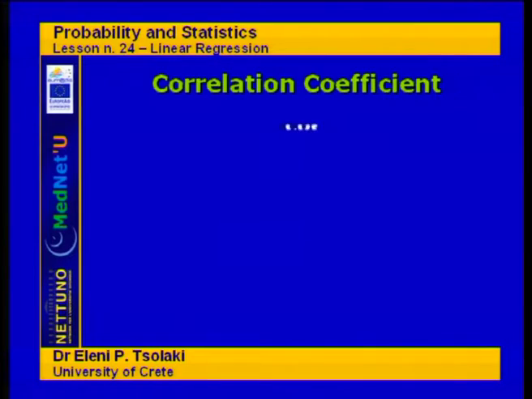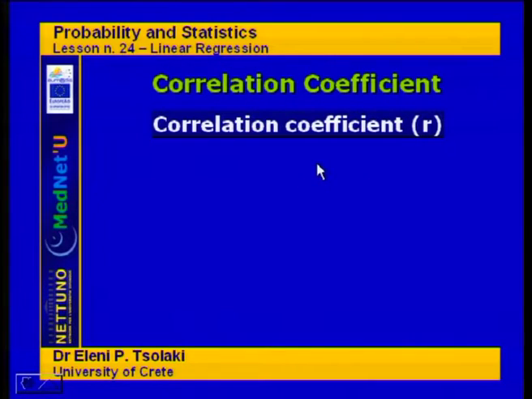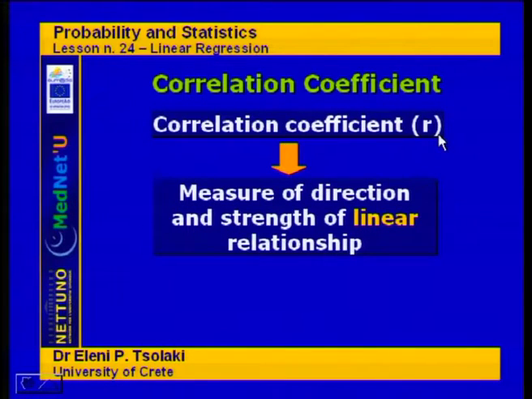Now, the strength of the relationship can be measured if we calculate the correlation coefficient. The correlation coefficient is denoted by the small letter r and measures only the strength and direction of linear relationship. This is very important, that the correlation coefficient, as we'll see how we can calculate it, measures only linear relationship, no other kinds of relationships. Now, the correlation coefficient is a number between -1 and 1. We're going to see what these numbers mean in each case.